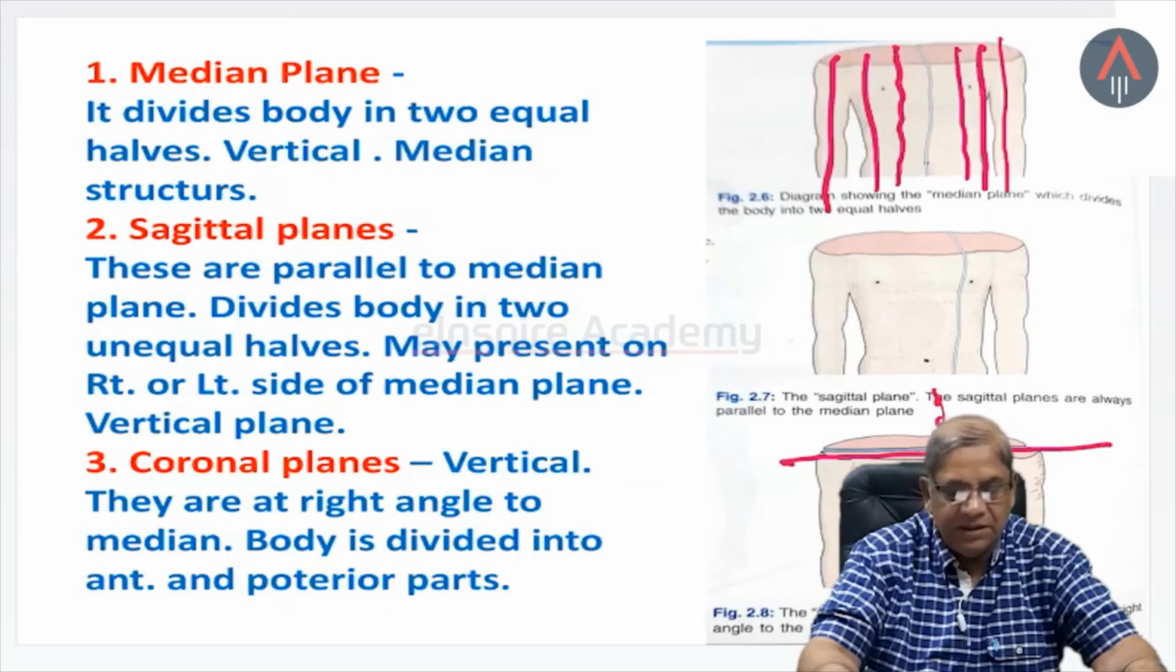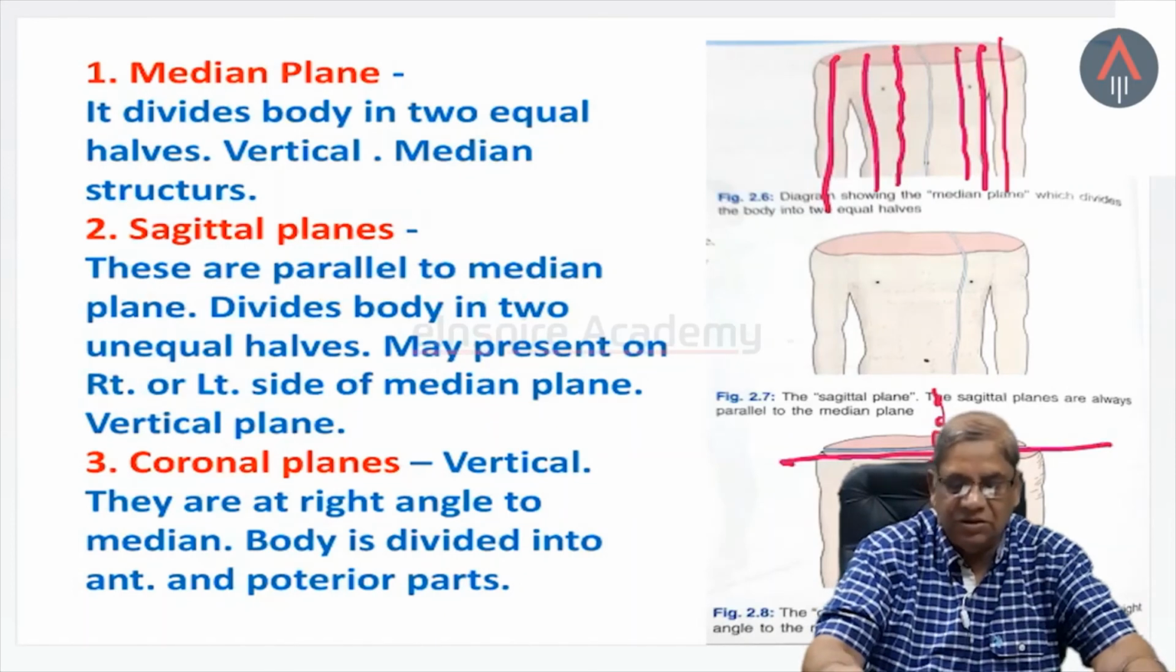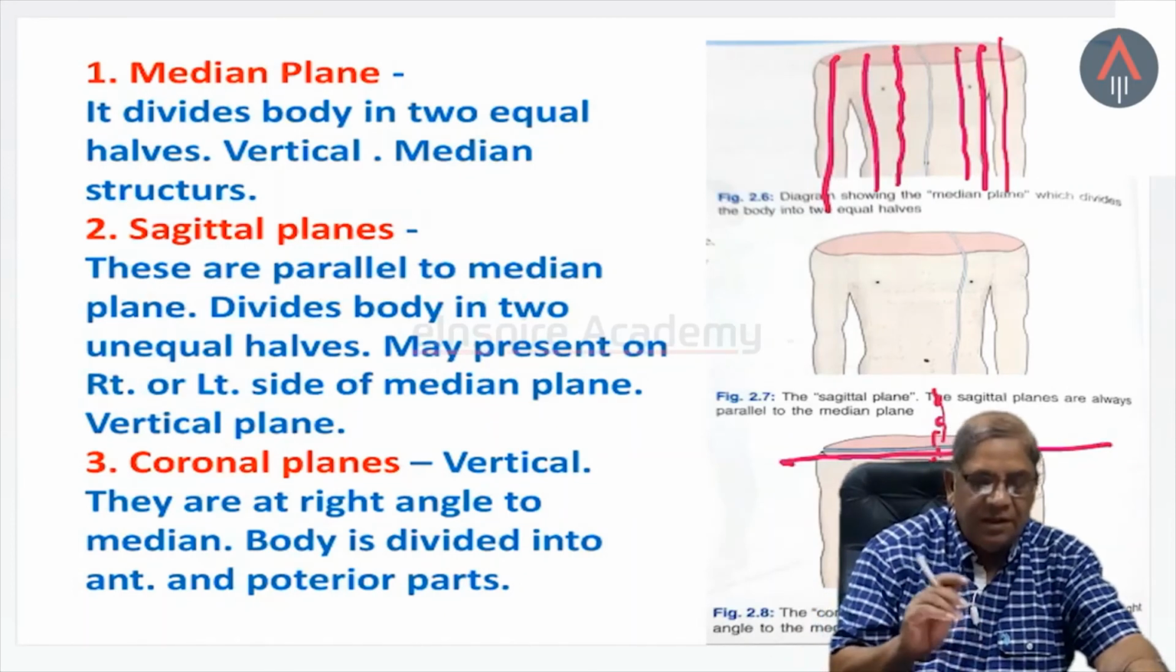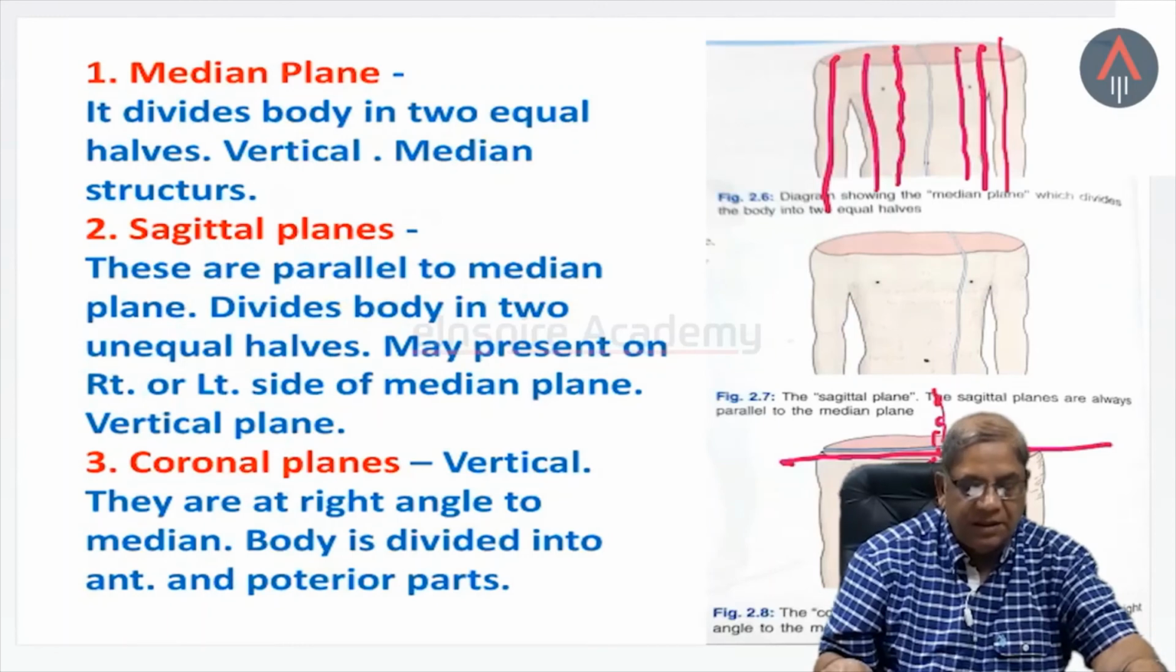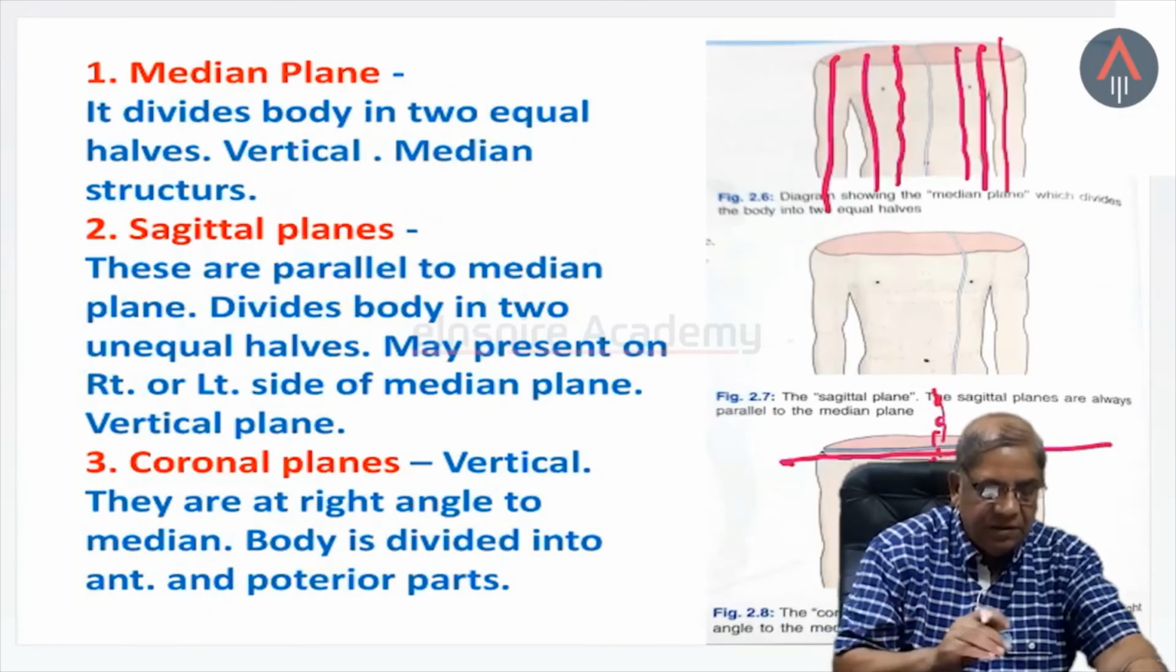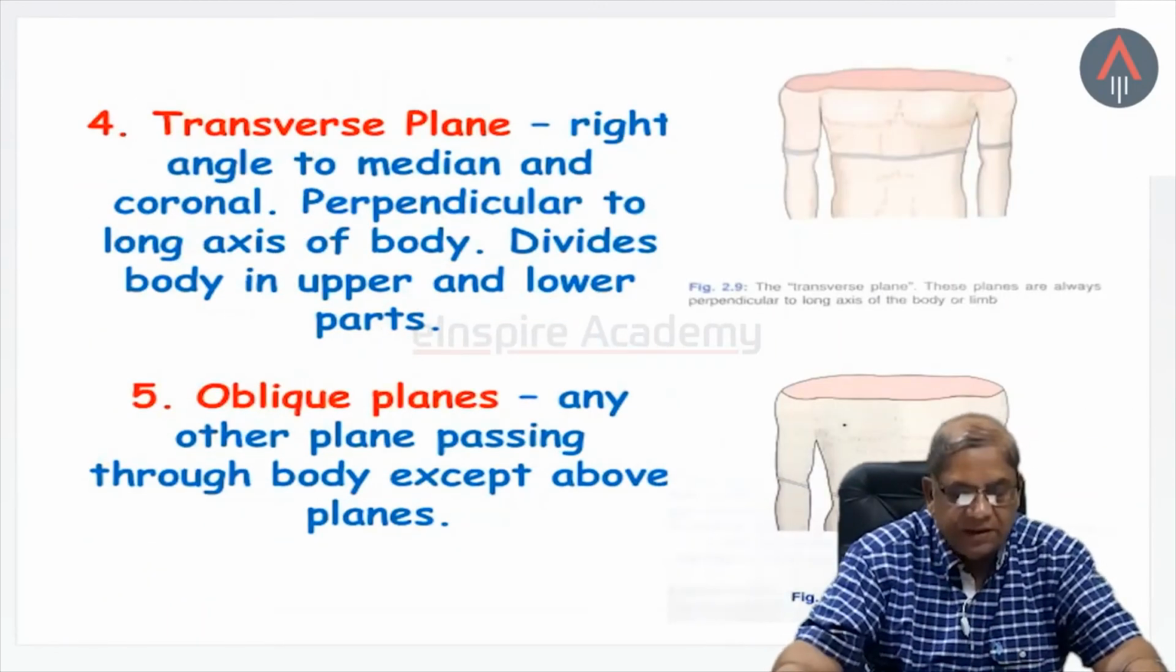Why are these called the sagittal plane or coronal plane? Because they have derived their names from the sagittal and coronal sutures which are present on the top of the skull, which you will learn later. But just remember that there are sutures in the skull which are responsible for giving these names.